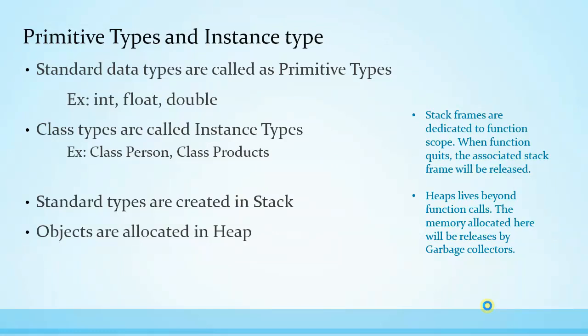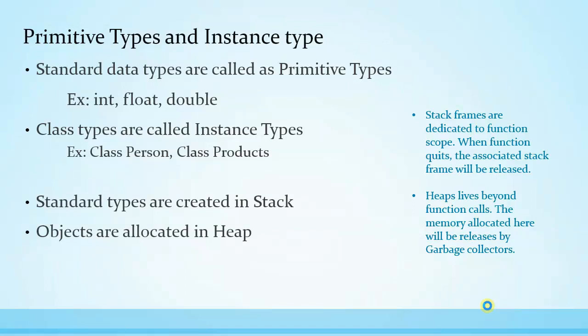When we create an object, it will get created in the heap. There are two types of data types available in Java. One is primitive types and another one is instance type. Examples of primitive types are standard data types like integer, float, double. Most languages support these kinds of standard data types, and these types are usually created on the fly and go to the stack frame.